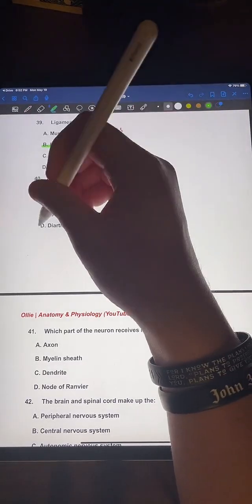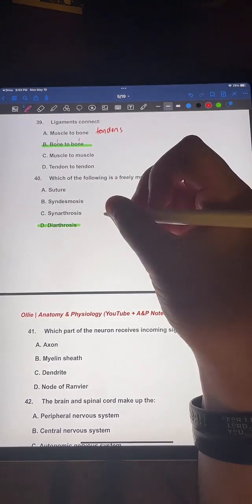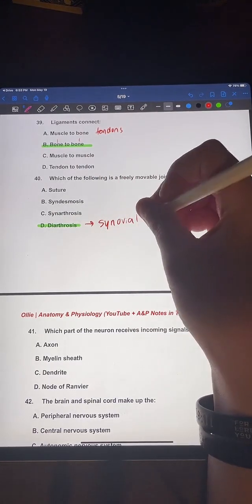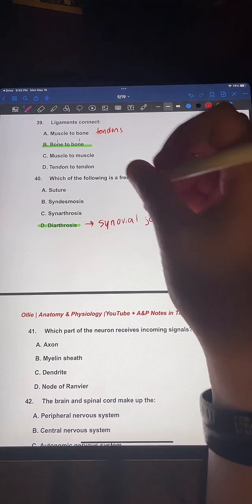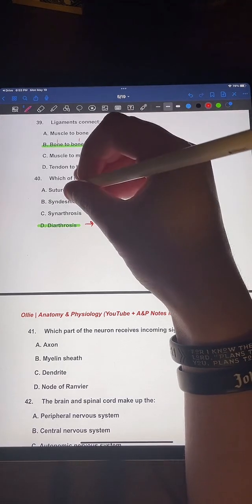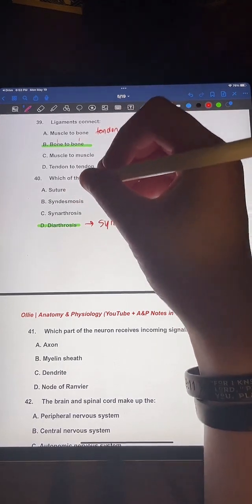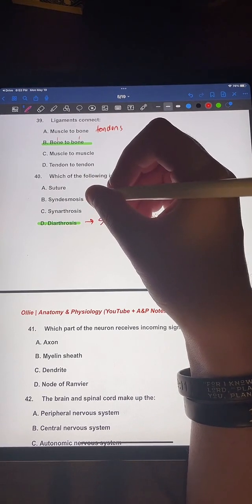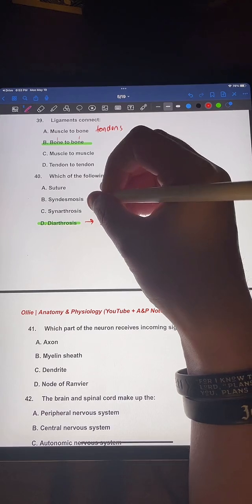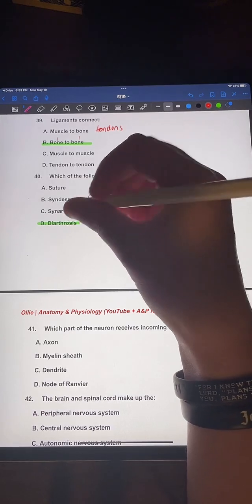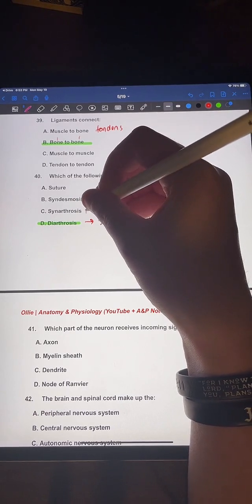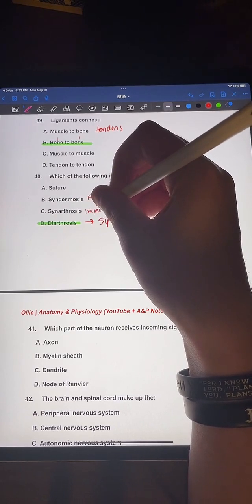But 40 is D, diarthrosis. These are also known as synovial joints. Sutures are immovable. Syndesmosis, they're slightly movable. So these are like our fibrous, and synarthrosis is our sutures, so these are immovable.